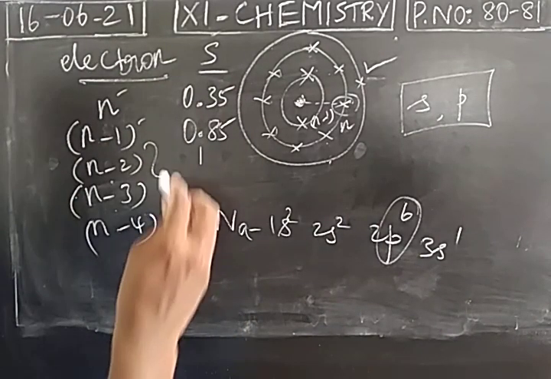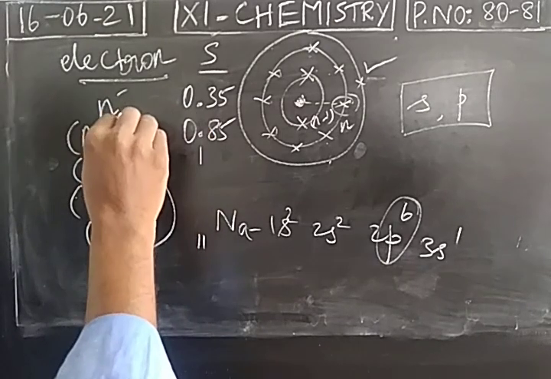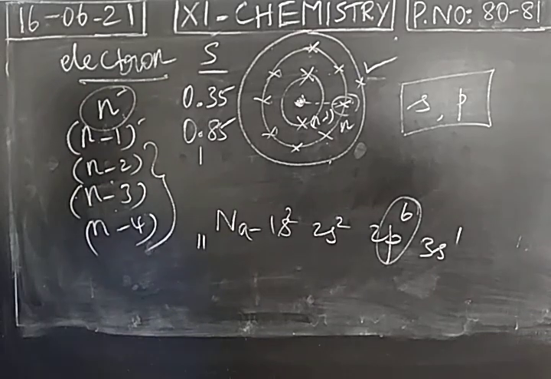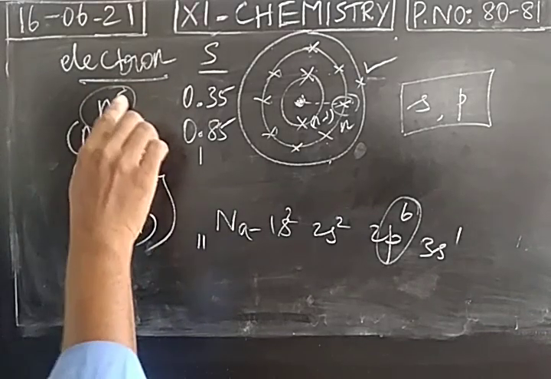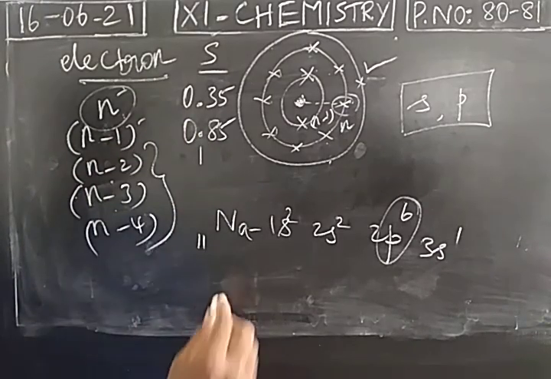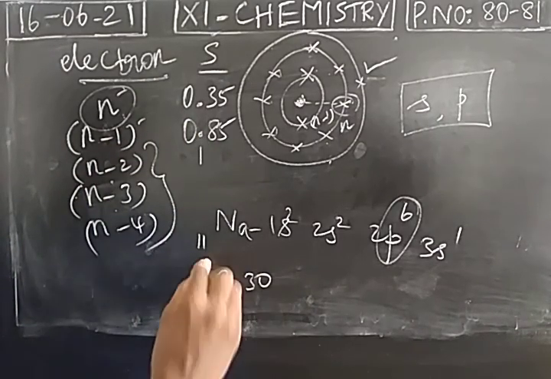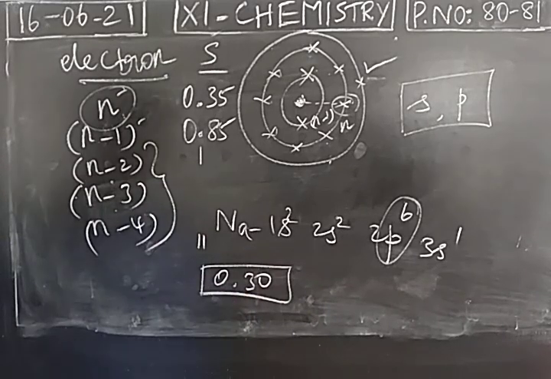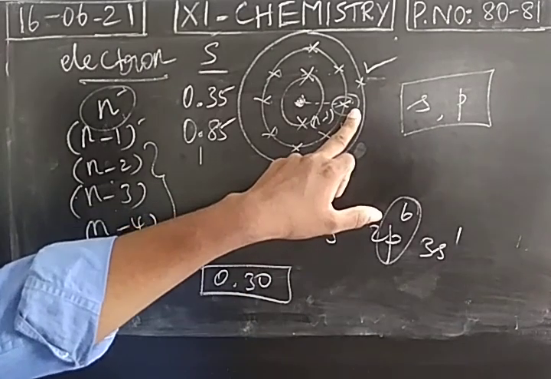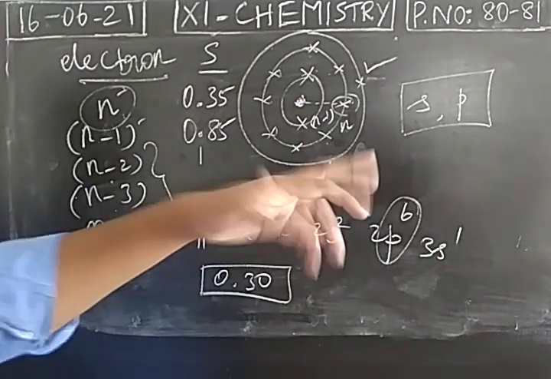And one more thing, if the nth cell is the first cell, the contribution by the electron is 0.30. This is also an important one. For sodium I have selected an electron in the second cell, so n value is 2, you leave it.